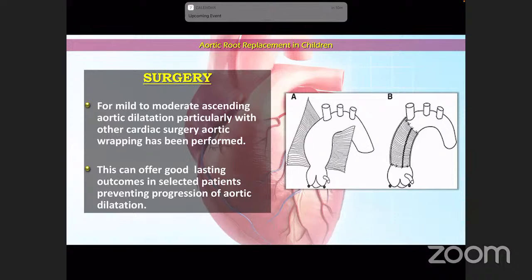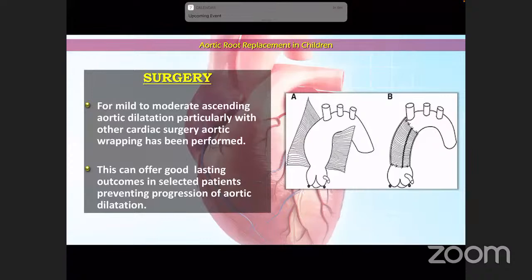The simplest is what we call the aortic wrap for mild to moderate ascending aortic dilatation. Particularly with other cardiac surgery, aortic wrapping has been performed. We actually take a Dacron graft tube and open it like a sheet and then put it around the dilated aorta and sew it to reduce the size and prevent progression of the dilatation. And this can offer good lasting outcomes in selected patients.